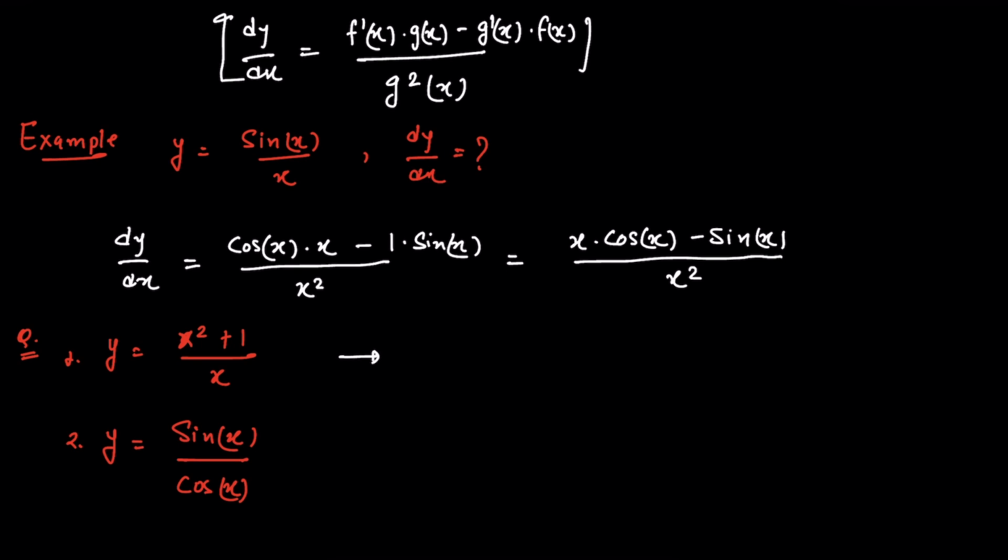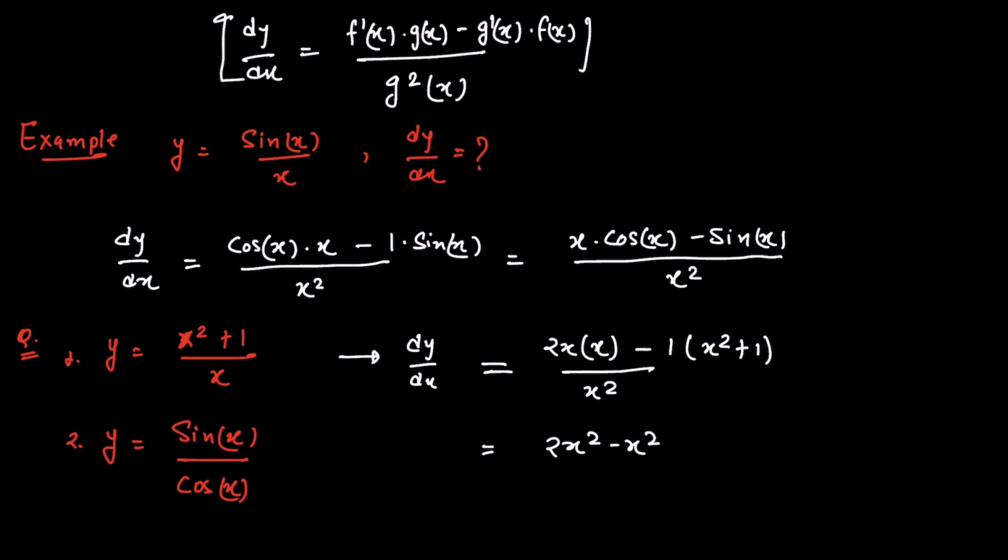So in the first case, we know that the denominator is x, so that's why x square, and then we will get differentiation 2x times x, and then minus x differentiation is 1 times x square plus 1. Basically you are going to get 2x square minus x square minus 1 divided by x square, which is x square minus 1 divided by x square.